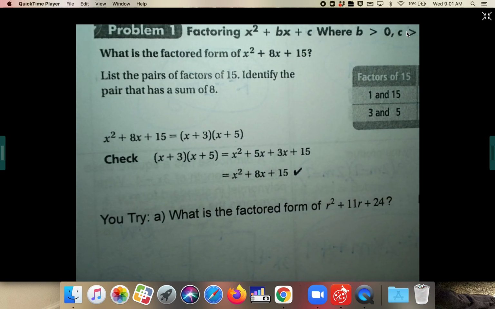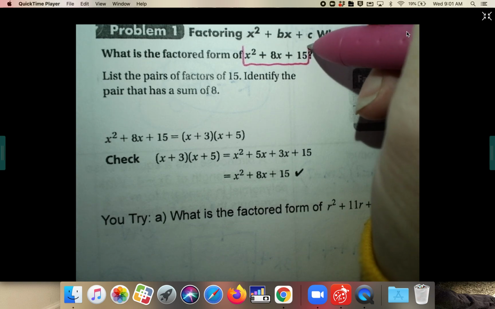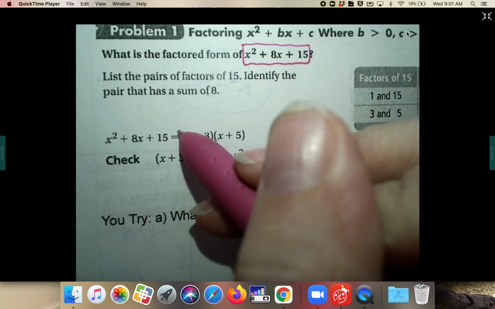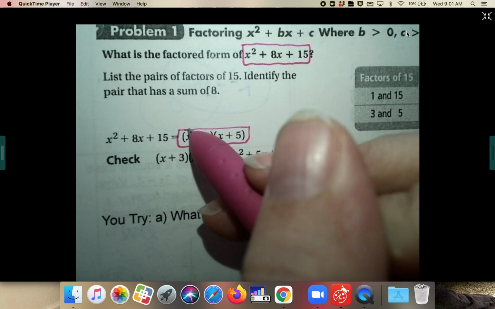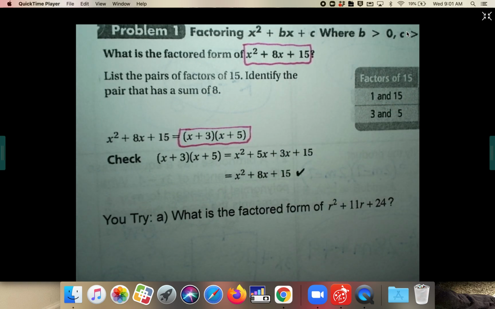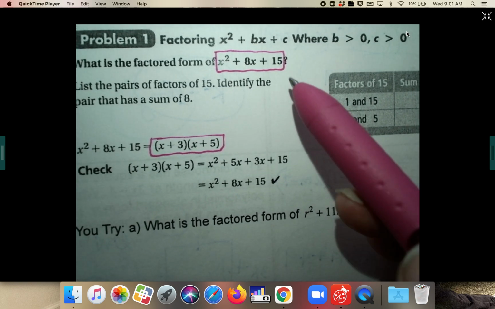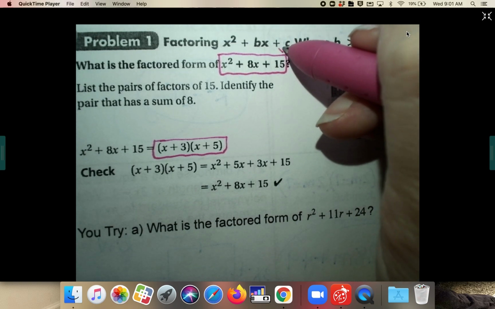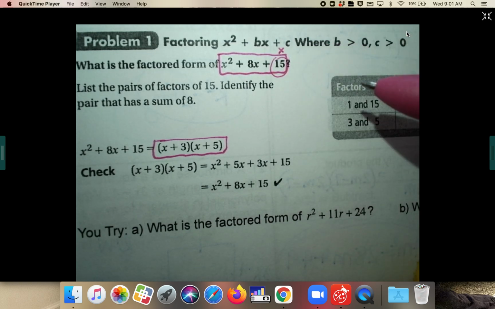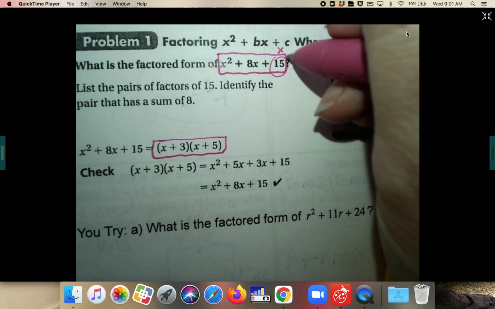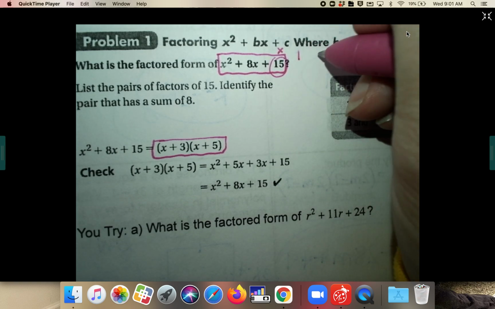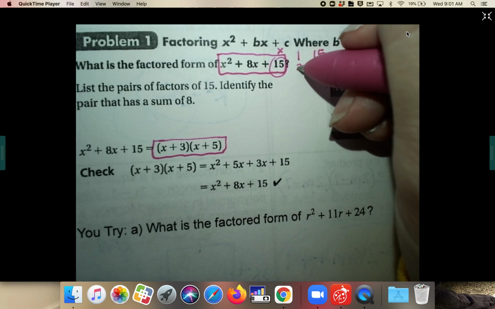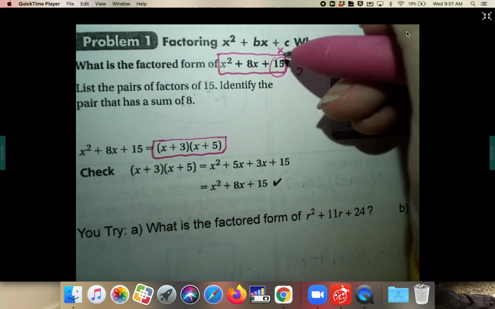So again, what we're doing is they're giving us the answer after they've used the FOIL method to multiply, and we are backing up and telling what two sets of parentheses those were in order to get this. So here's how they do it. You're going to try to think of what two numbers you can multiply to get 15. So I would list them off to the side. Like, what can we multiply to get 15? 1 times 15. What else can we multiply to get 15? 3 times 5. And I think that's it.